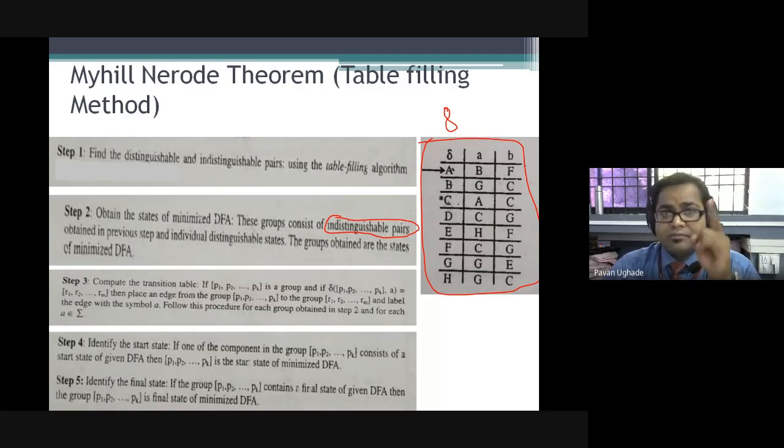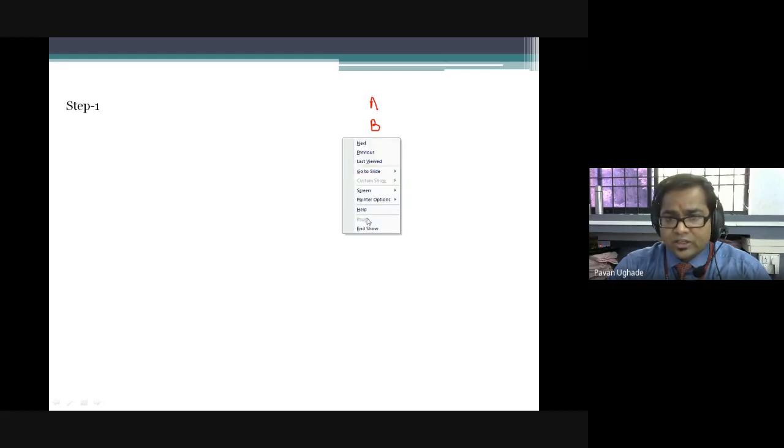Step 1 is very important. It makes you draw the table first. As it is a table filling method, you have to draw the table. Now how we are going to draw the table, please try to understand. Here I'll first write A, B, write down all the states you have, C, D, E, F, G, and H. I think we have till H.